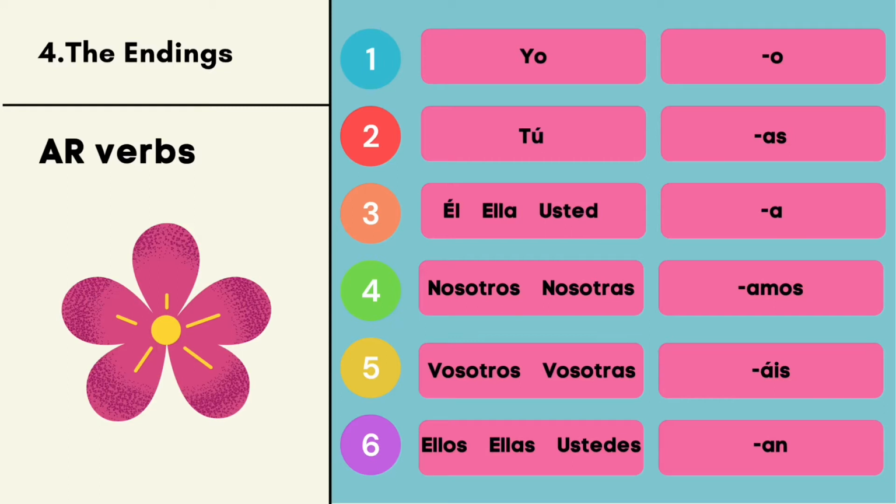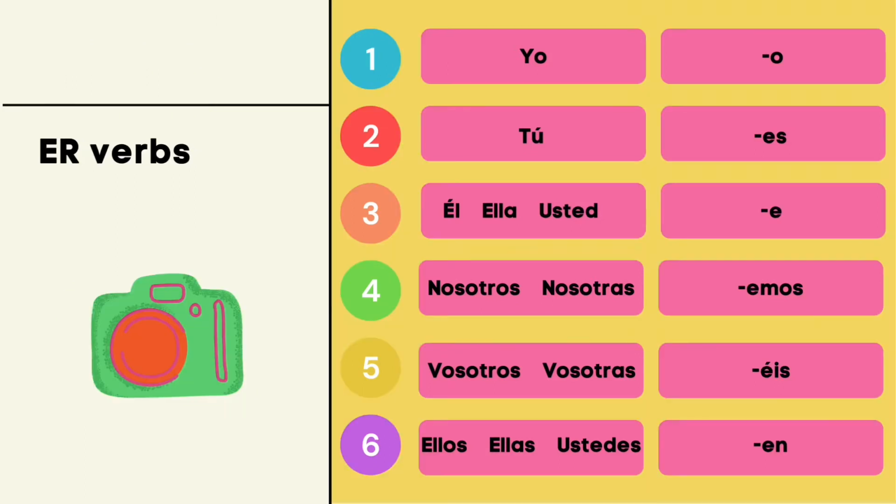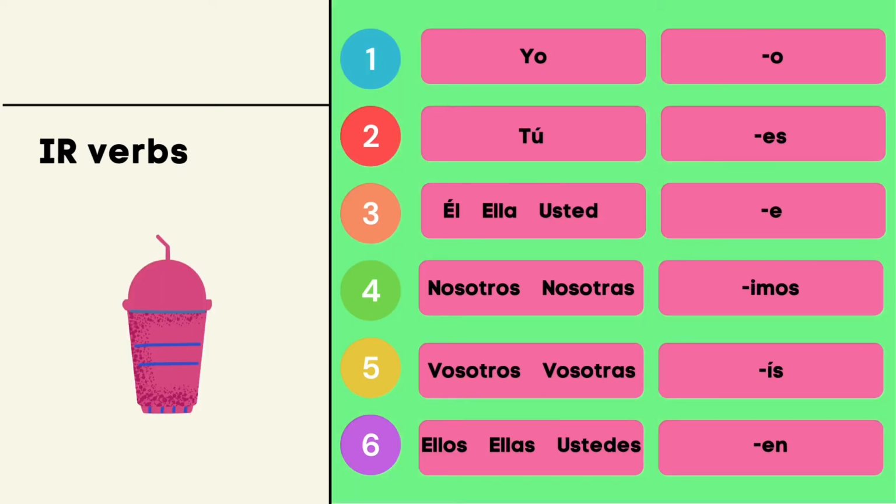Number 4. The endings. -ar verbs: o, as, a, amos, áis, an. -er verbs: o, es, e, emos, éis, en. -ir verbs: o, es, e, imos, ís, en.